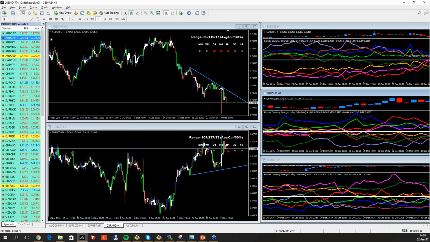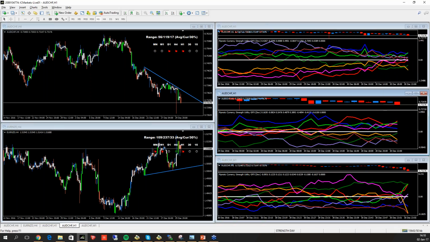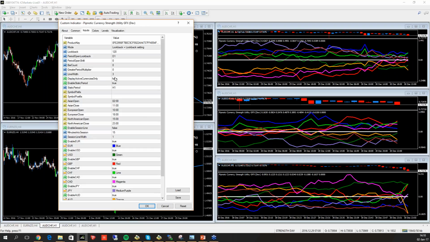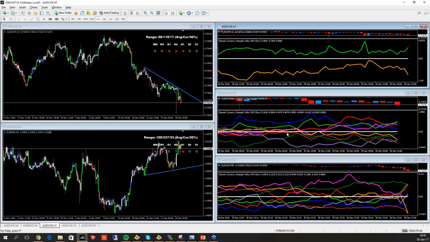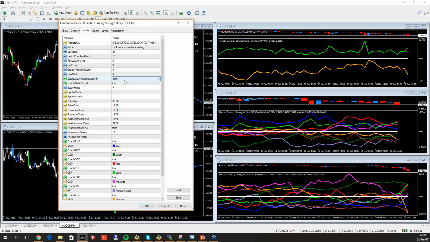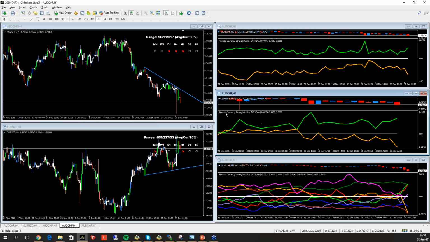And so let's drag this over here. We'll drag it over to the medium term and the short term. And after we've done that, then we can modify the setting here. There's something called display active currencies only. We'll set that to true on all three of these. And so now it's only showing us the currencies that make up the pair that we're currently interested in, which is the Australian dollar, the Swiss franc.